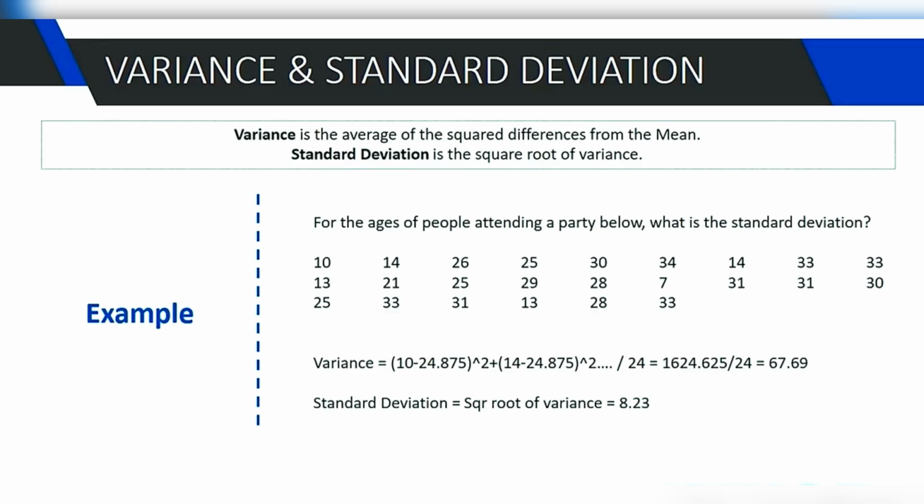This is the variance. We do a square root of this value to get standard deviation. Square root of 67.69 is 8.23. So standard deviation for this data is 8.23.